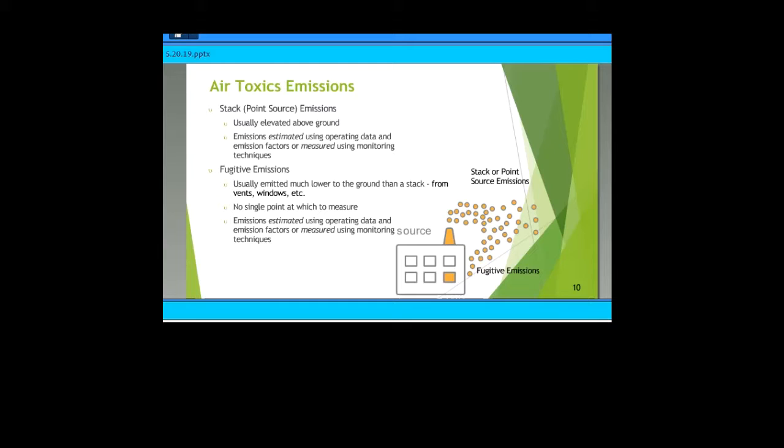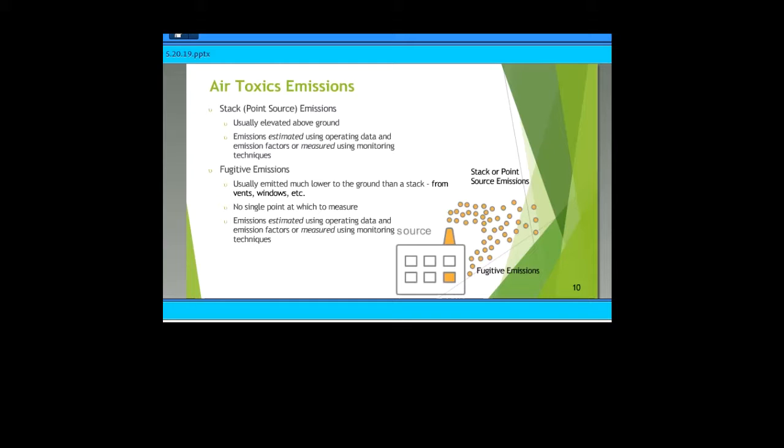So there's a couple of different kinds of emissions I alluded to in one of those earlier slides. We have stack emissions. Sometimes we call those point source emissions. They're usually elevated above the ground. They're usually estimated using operations data or emissions factors, or they're measured using monitoring techniques. Often, like in the case of Willowbrook, we actually did some monitoring and really got a better understanding of what the emissions actually were. Monitoring is a better way to do it than using calculations. So we're glad we had that in this case.